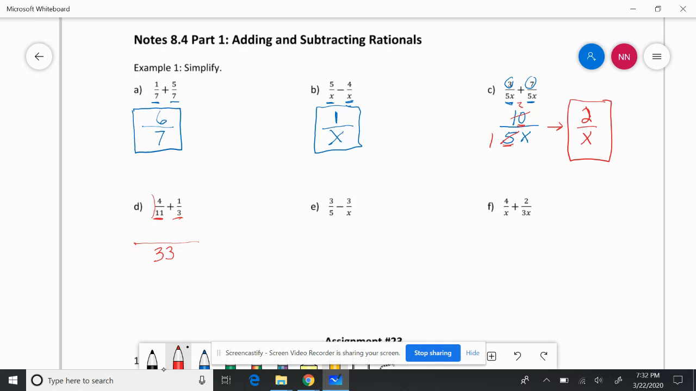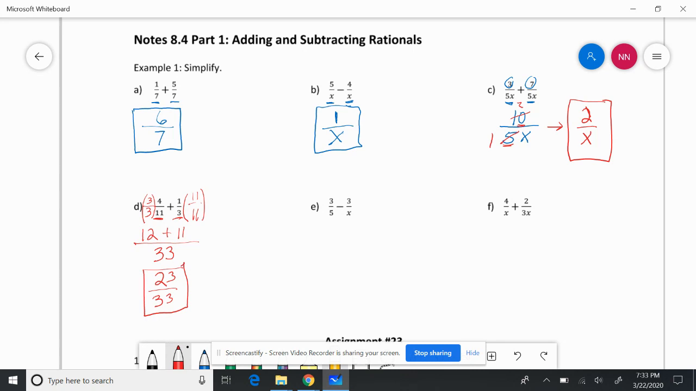This right here, we need to multiply by 3. 3 times 4 is 12. This one right here, we need to multiply by 11. And the reason that we need to multiply it by 11 is 3 times 11 is 33. That's our common denominator. 12 plus 11 gives us 23. So our answer is 23 over 33.